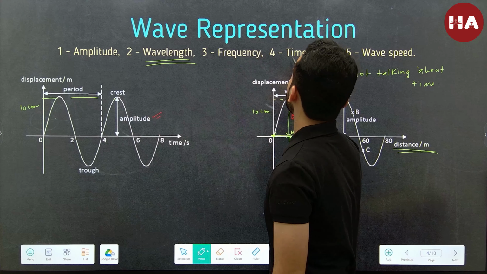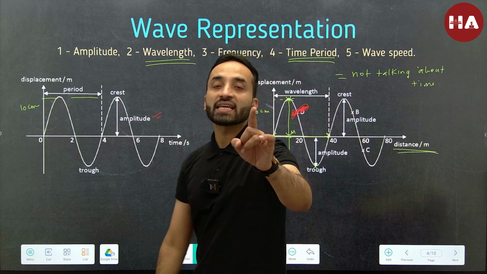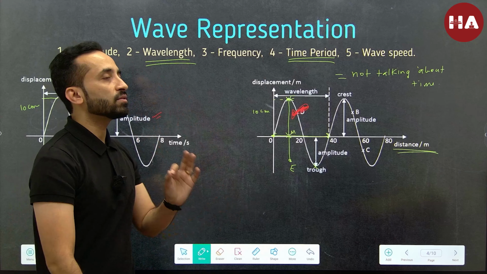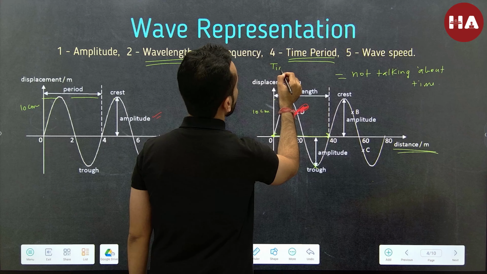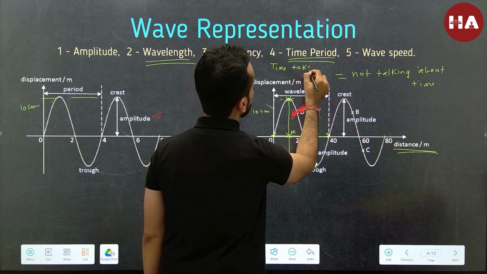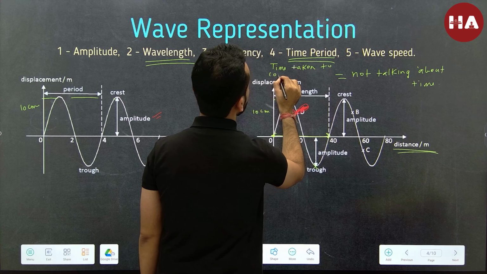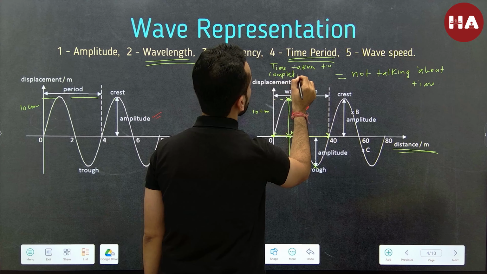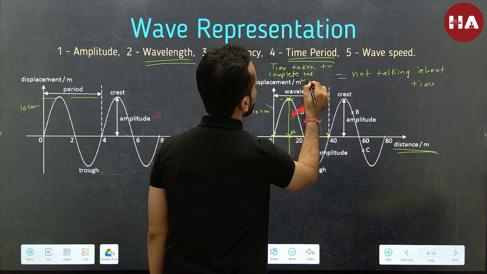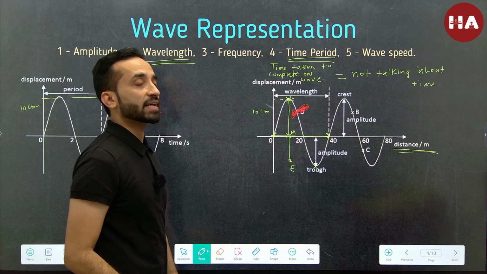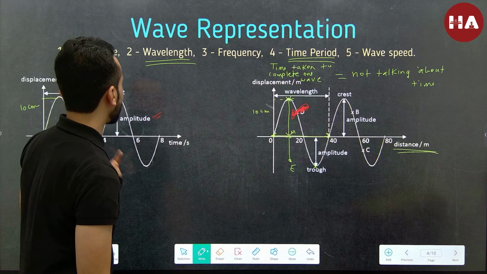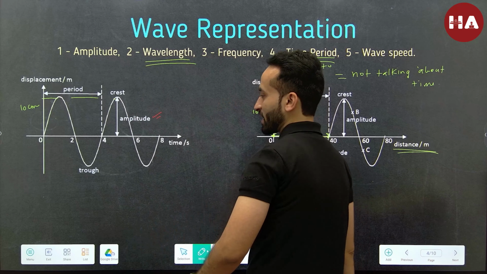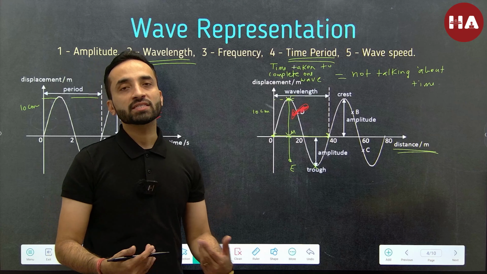So what is time period, students? The time taken to complete one oscillation or one wave. Can we call it like that? Yes. We can also call it the time taken to complete one oscillation by the particle. So hypothetically, if it is 4 seconds here, can we say what is the wave speed now?